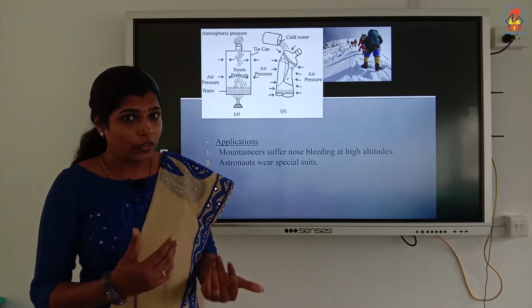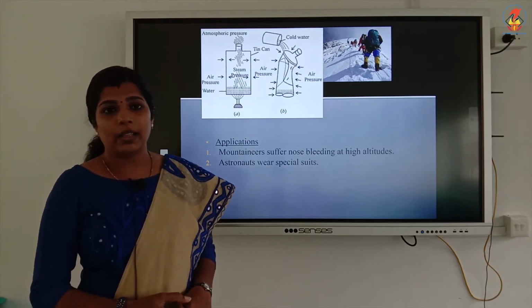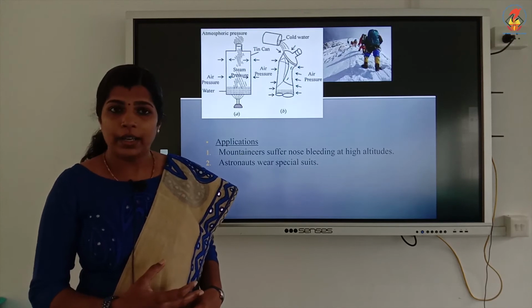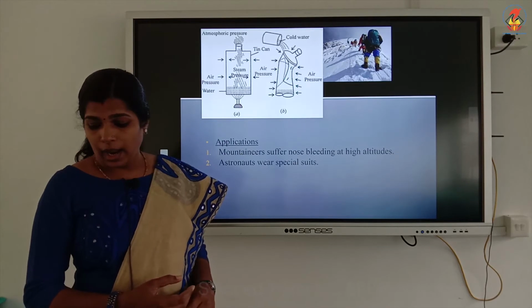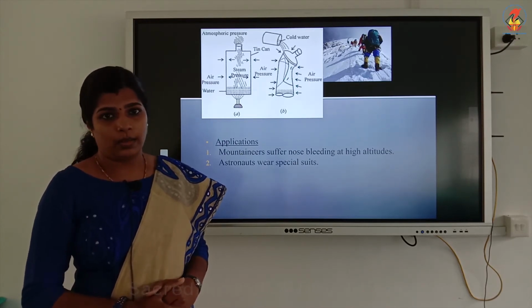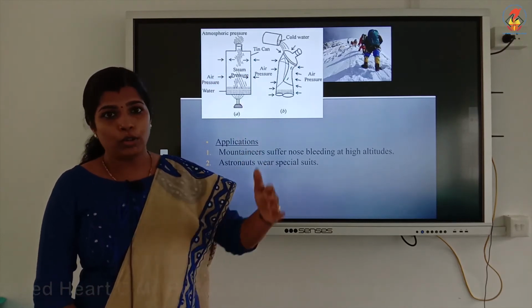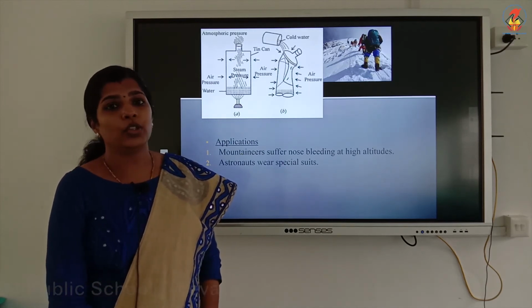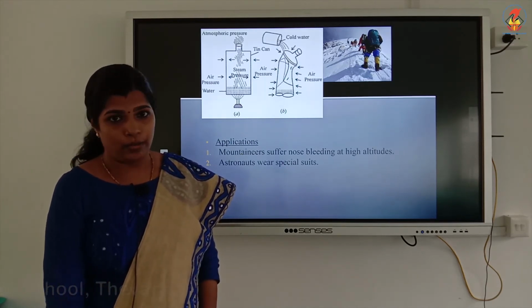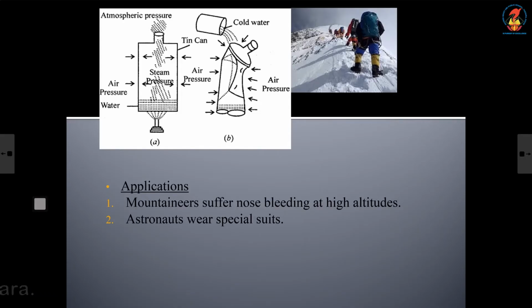In other words, atmospheric pressure is maximum at sea level. As we go to higher altitudes, the air becomes thinner and the atmospheric pressure decreases. That is the reason for nose bleeding at higher altitudes.